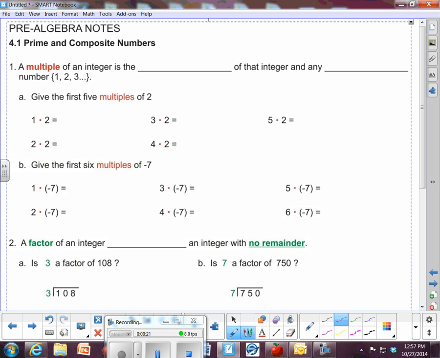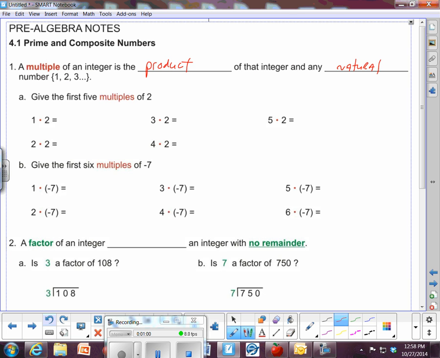Prime and Composite Numbers. Number one, a multiple of an integer is the product of that integer and any natural number. So what is a multiple? It's the product of an integer and any natural number. Remember, natural numbers are numbers like 1, 2, 3, 4, 5, and up, 6, 7, 8, 9, 10, etc. Those are your natural numbers. And of course, with product, hopefully you're thinking multiplication.